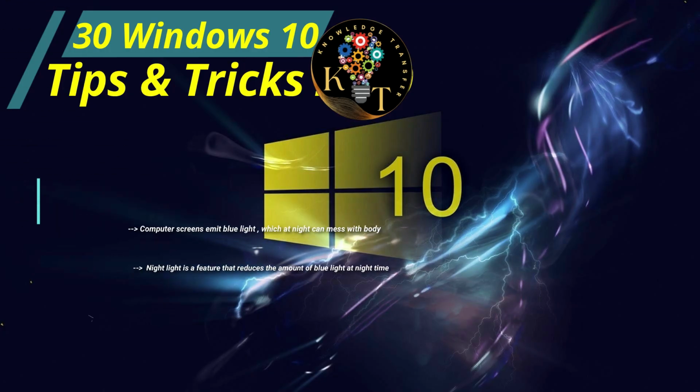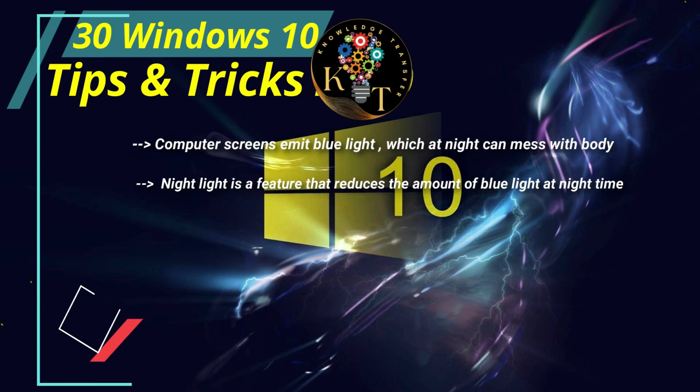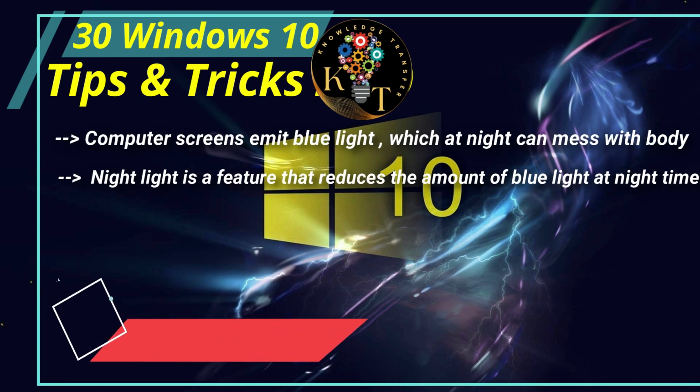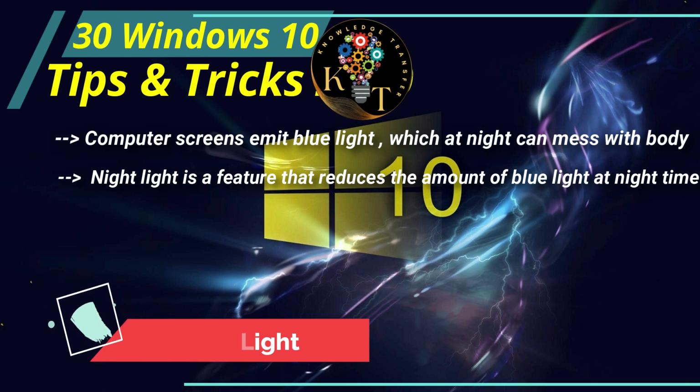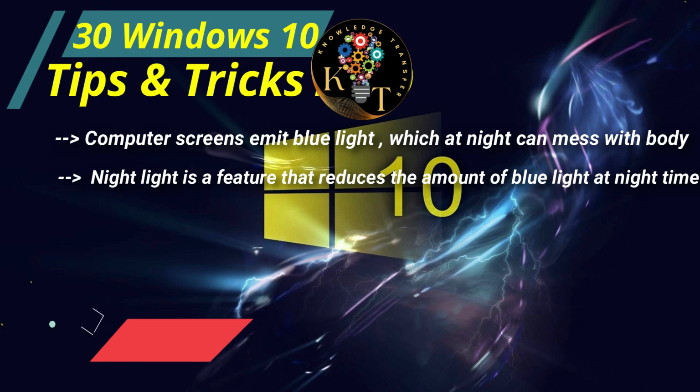Number 15. Night Light. Computer screens emit blue light, which at night can mess with your internal body clock, causing discomfort in your sleep and eyes. Night Light is a feature that reduces the amount of blue light at night time, and it displays warmer colors that can help to reduce eye strain.